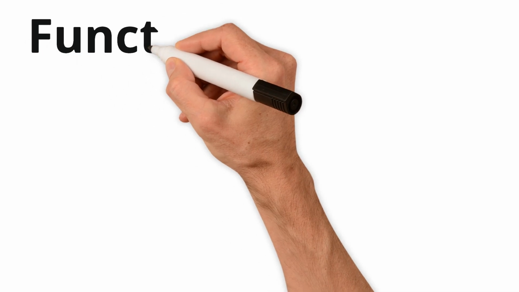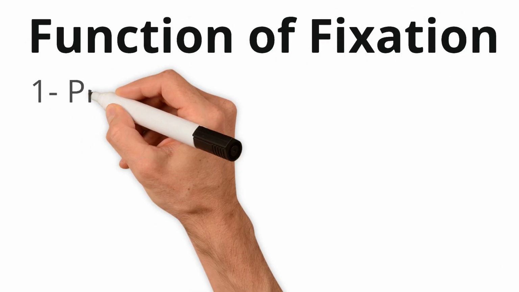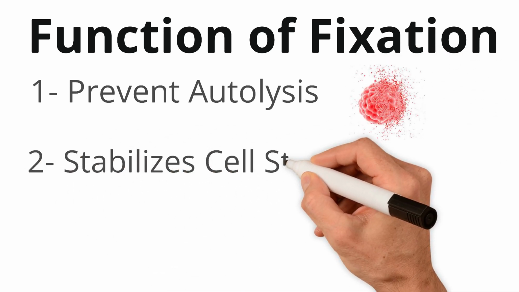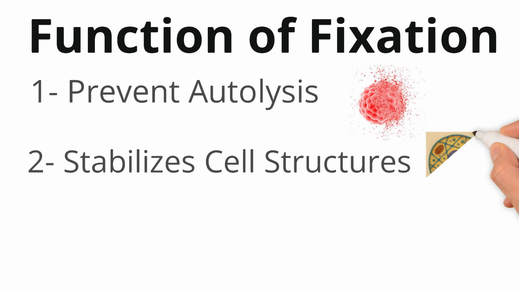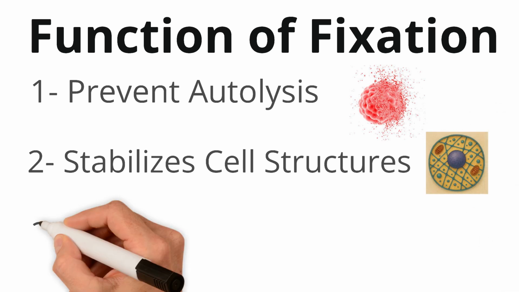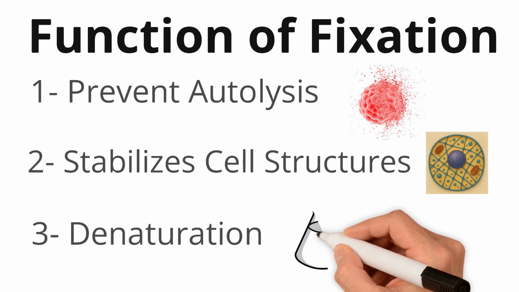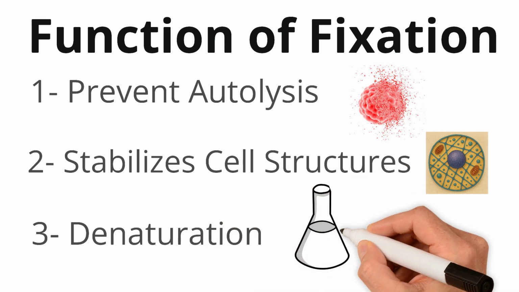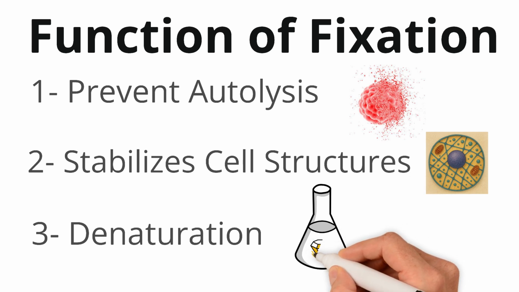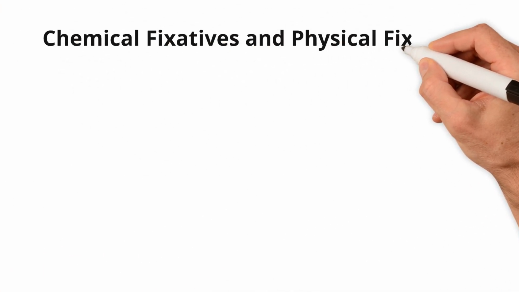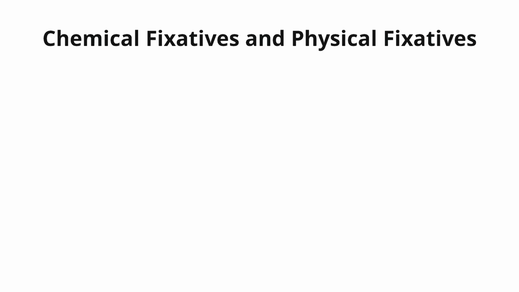Fixation has many functions. First, it helps on preserving tissue to prevent decay and autolysis. Second, it stops enzymatic activity and stabilizes cell structures. And third, it changes the cell's soluble components into insoluble ones, so they are not lost during processing. This stabilization happens through denaturation, which can be caused by chemical fixatives or physical methods like heat or drying.